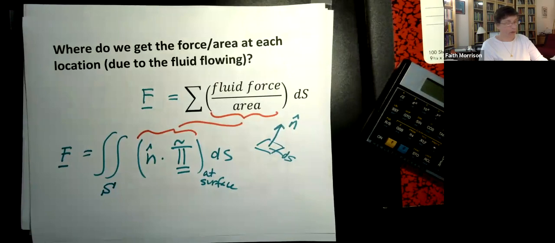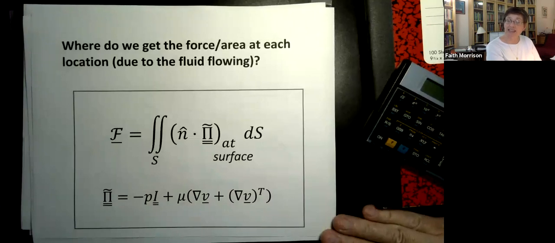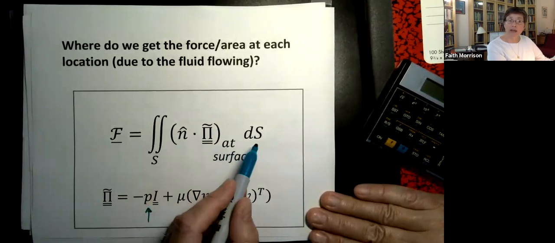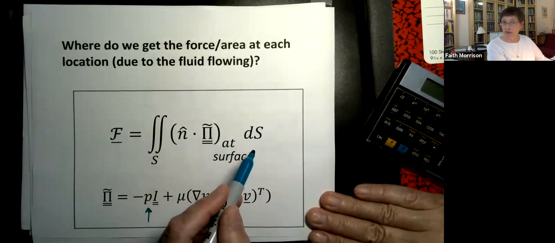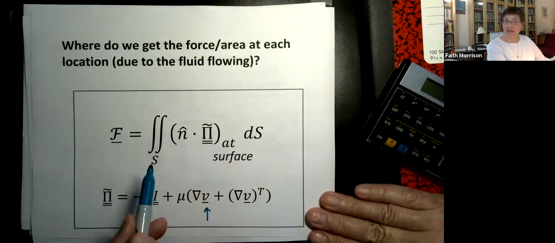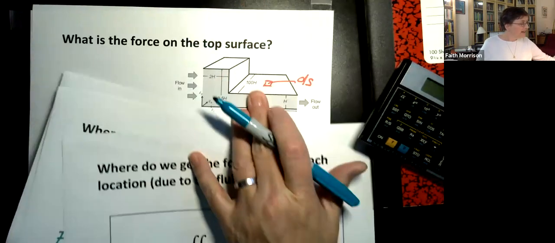So here's the answer to the question that I posed. Where do we get the force per area? How do we translate the pressure field and the velocity field into the force on a surface? The answer is we take the velocity field and the pressure field and generate the stress tensor pi. And then we have to identify little differential pieces of area and their unit normals, and then carry out the integral to get the total force. So that's the general idea of what we're doing.